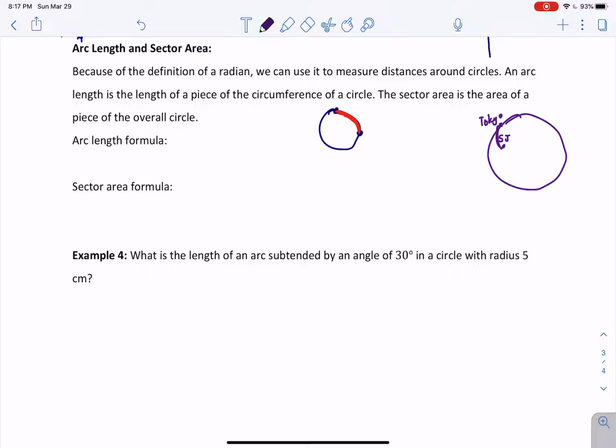This is a curved surface, so we want to know the distance, but it's not a straight line from San Jose to Tokyo. It's a curved line because we have to follow around the curve of the Earth. That distance is called the arc length. That curved line that we draw is called an arc, and the length of the arc is the arc length.